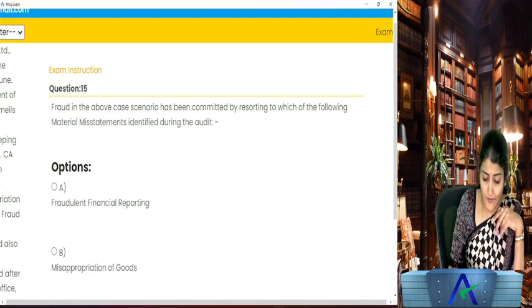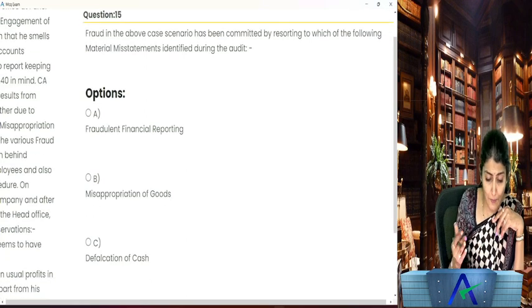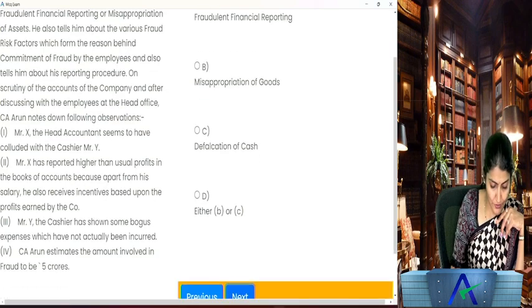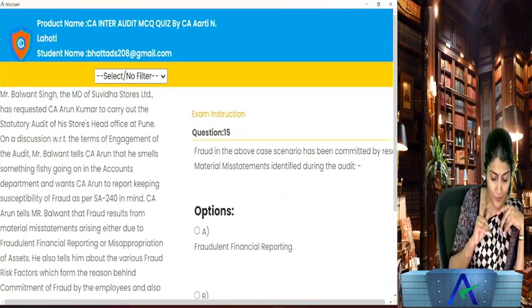Fraud in the above case scenario has been committed by resorting to which of the following? Material misstatements identified during the audit. Right, so again you need to read the entire case study over there. So now that's the next question.